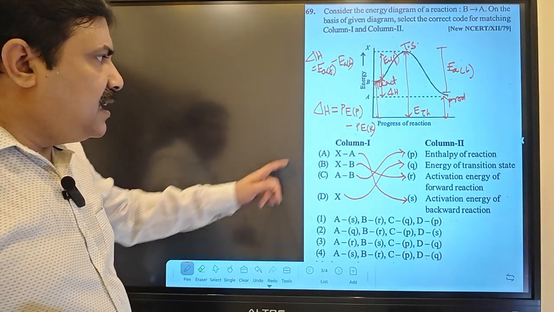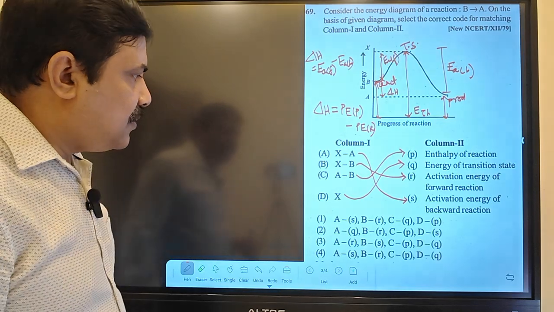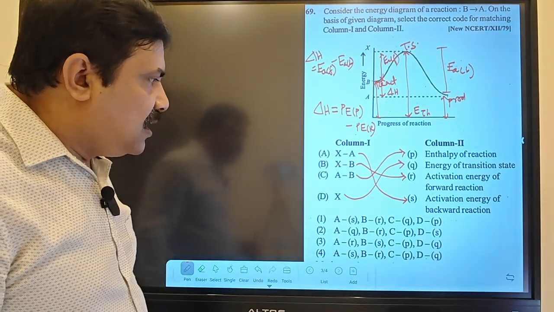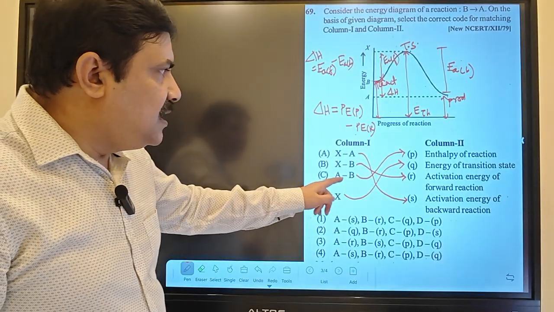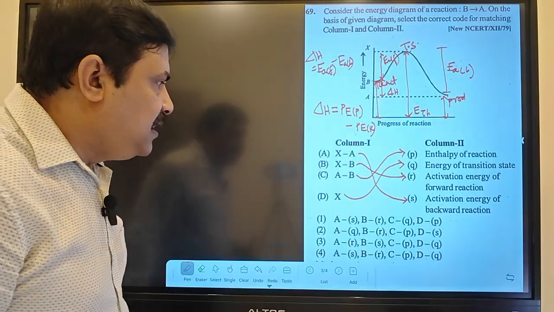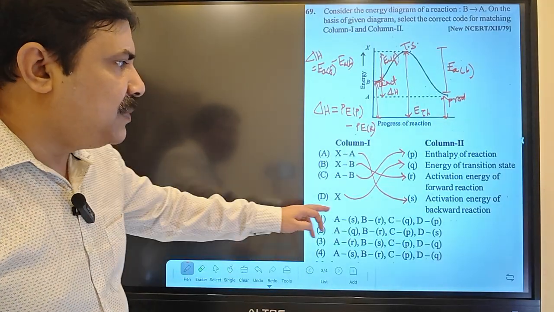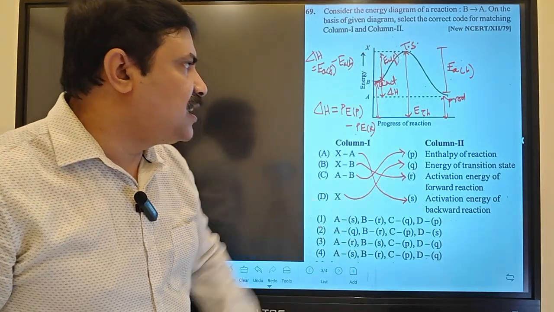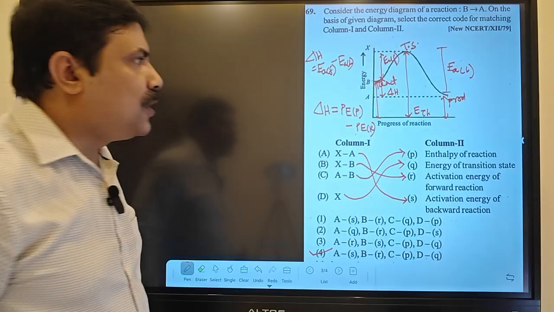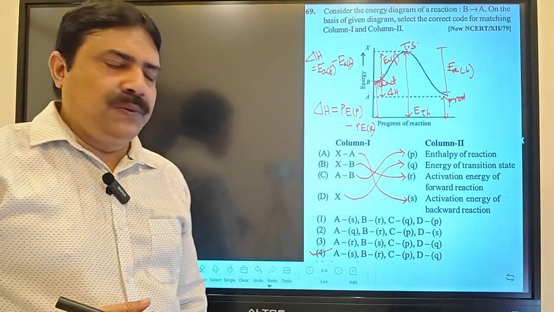So that's why A is matching with S. Only two options are there, first option and fourth option. Then B is matching with R, first option, fourth option. C is matching with P, and that is there only in the fourth option. And D is matching with Q, energy of transition state. That's why which option will be your answer? Fourth option will be your answer. I hope this gives you clarity.